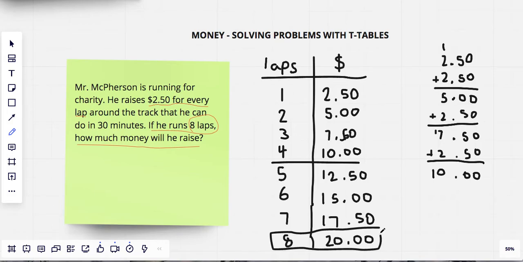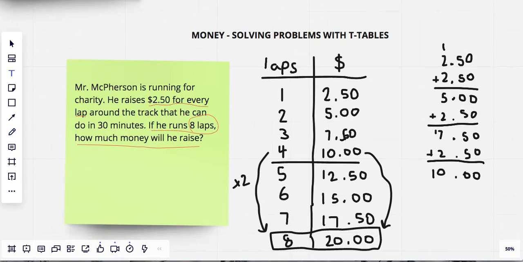Now, the reason why I put a line here, boys and girls, is because we know that if I took 4 and I double it, remember doubling from grade 1, 4 times 2 is 8, I could do the same for this total. And 10 times 2, or doubling 10, is 20. So even when we're using t-tables, if we know what our final lap is going to be, we can find the halfway point and just double those numbers.